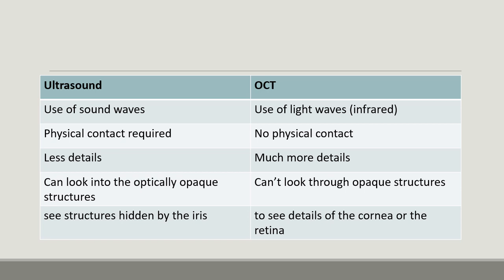The benefit of ultrasound is that you can look into optically opaque structures, and even structures hidden behind the iris can be detected by ultrasound. But for OCT, you cannot look through opaque structures, and you must have a clear window to see, like a clear cornea and pupil.